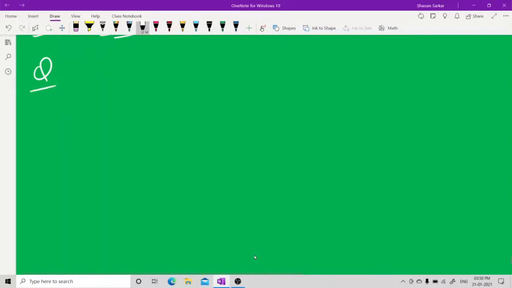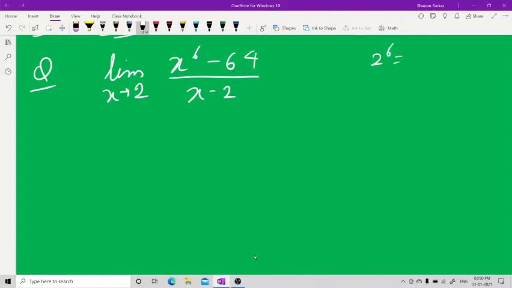You have limit x tending to 2, x to the power of 6 minus 64 by x minus 2. If you take 2 to the power of 6, this will become 64 and this will become 0 by 0. So listen, one thing, I need to take a factor x minus 2 out of this. So what I'll do, I will use this formula directly.